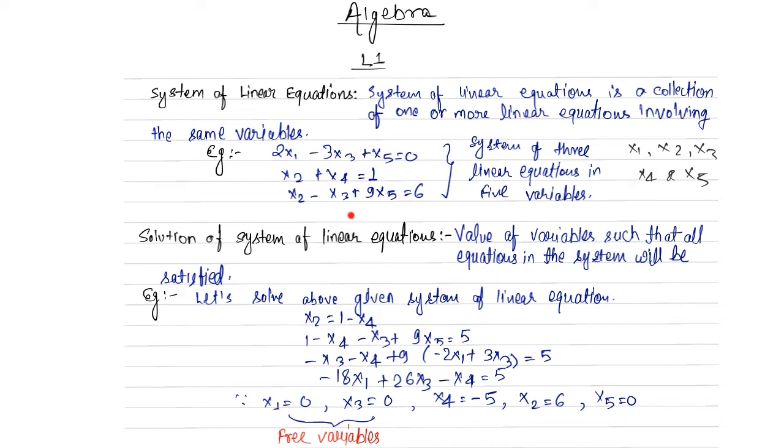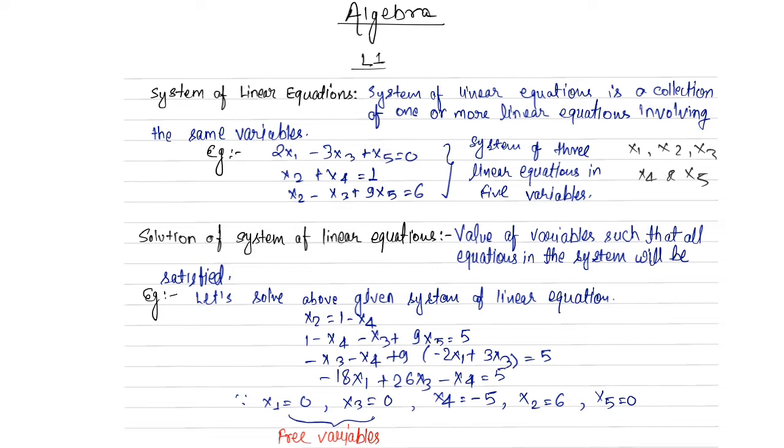Let's take this same system and take the second equation. From the second equation we can write x2 is equal to 1 minus x4, and we can put this x2 in the third equation. It becomes 1 minus x4 minus x3 plus 9x5, and from here for x5 we can take 3x3 minus 2x1. Putting this in, we get minus 18x1 plus 26x3 minus x4 is equal to 5. After this we can get some values of x1, x3, x4, x2, x5.